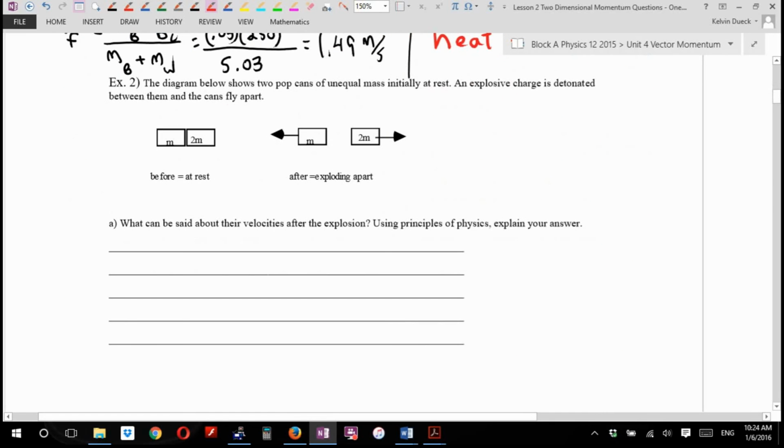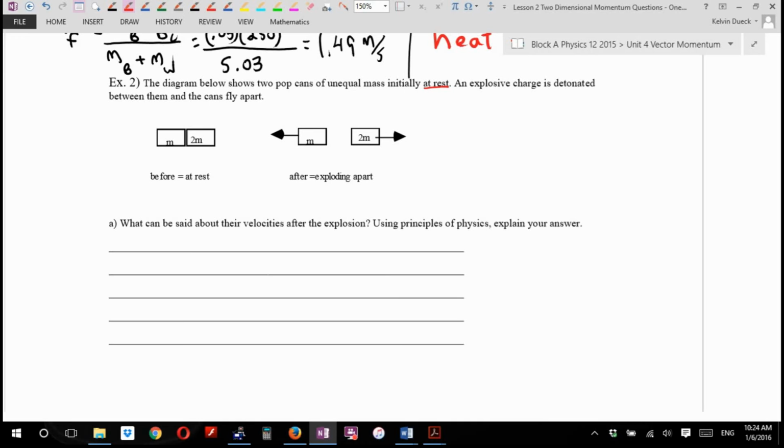Oh, example 2. The diagram below shows 2 pop cans of unequal mass. It looks like one has a mass of m and the other has a mass of 2m. Initially at rest, you know, I would probably underline the words at rest. An explosive charge is detonated between them. Boom! And the cans fly apart. What can you say about their velocities after the explosion? Using principles of physics, explain your answer.